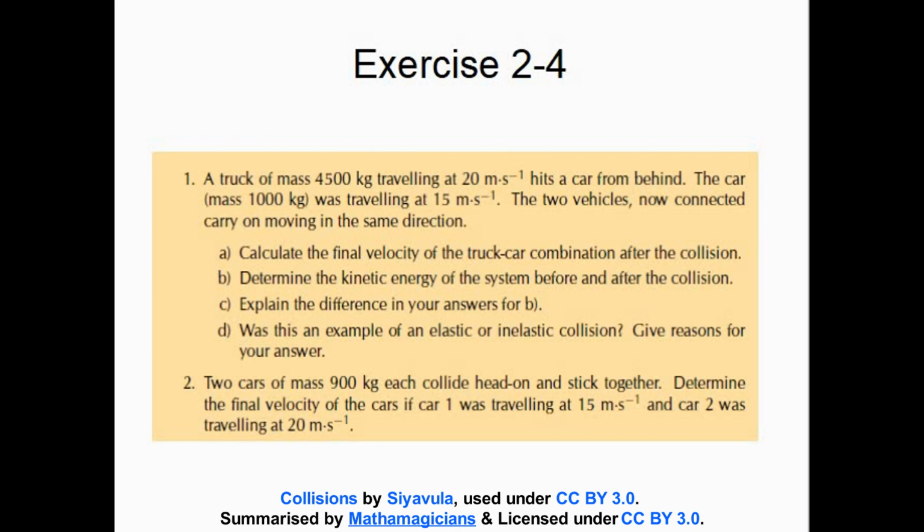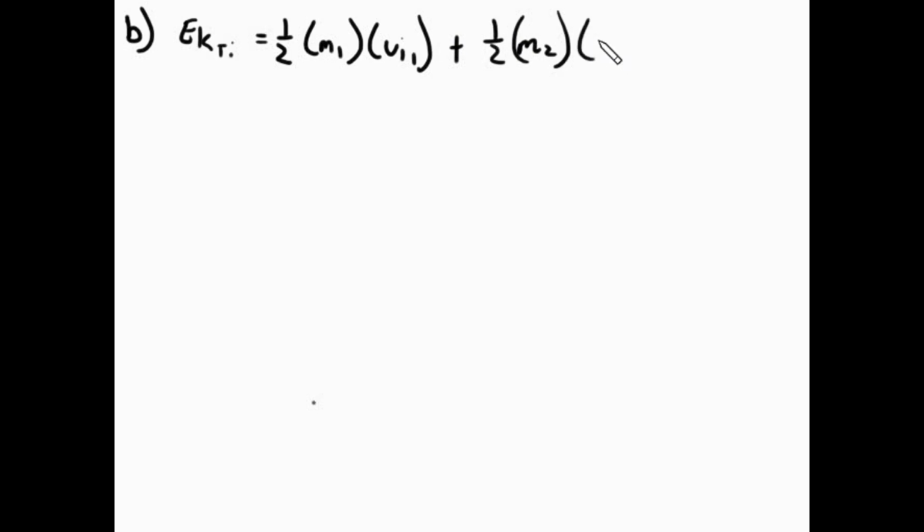B asks us to determine the kinetic energy of the system before and after the collision. Alright, so I'm going to need a bit of space here. So we know that, let's have a look at EKTI, so the total initial kinetic energy, which we know will be half M1 V I1 squared plus half times M2 times V I2 squared.